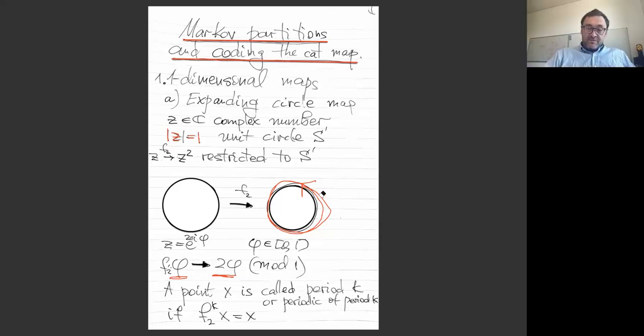Okay. So for the next 10 or 15 minutes, we are going to study the map phi goes to 2 phi mod 1, where phi is changing between 0 and 1. The first question which we would like to answer is to analyze all the periodic orbits of this map. And the simplest periodic orbit of this map is zero. When you send zero, you double zero, you get back zero. And we will look not only at finding those periodic orbits, I would like to code them.